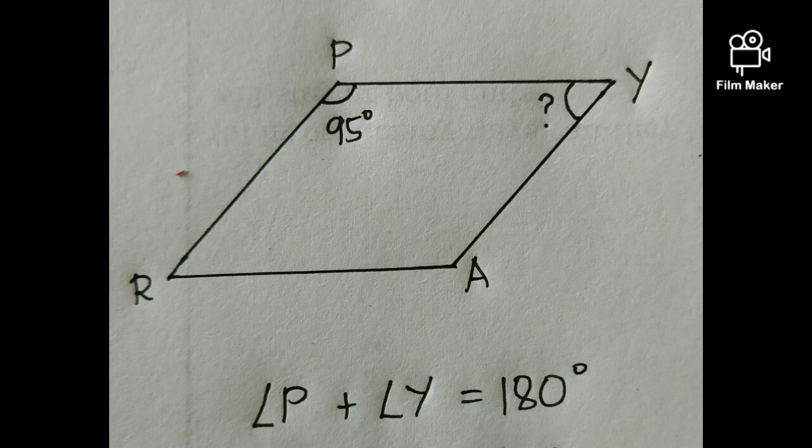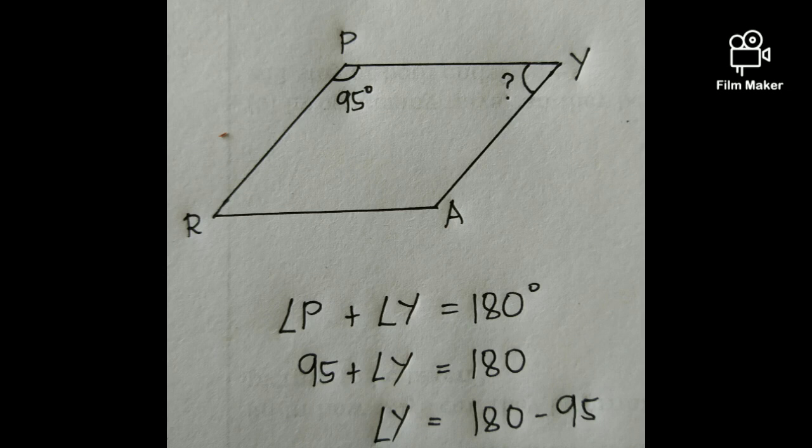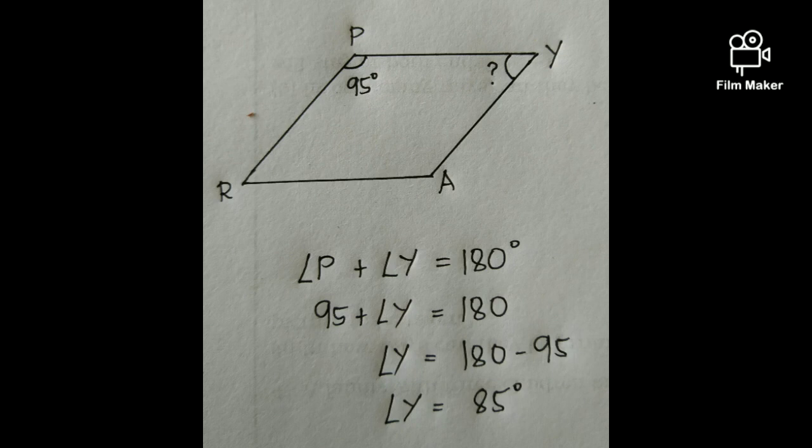And then, i-substitute natin ulit yung given value ni angle P, which is 95 degrees, plus angle Y is equal to 180 degrees. Then, transpose natin yung 95 sa right side ng equation. So, angle Y is equal to 180 minus 95. So, 180 minus 95 is equal to 85. Therefore, angle Y is equal to 85 degrees.